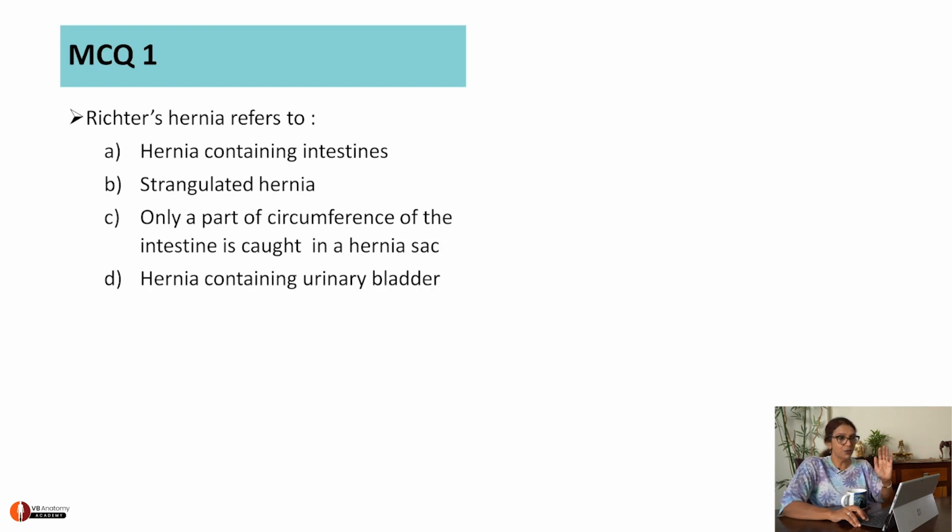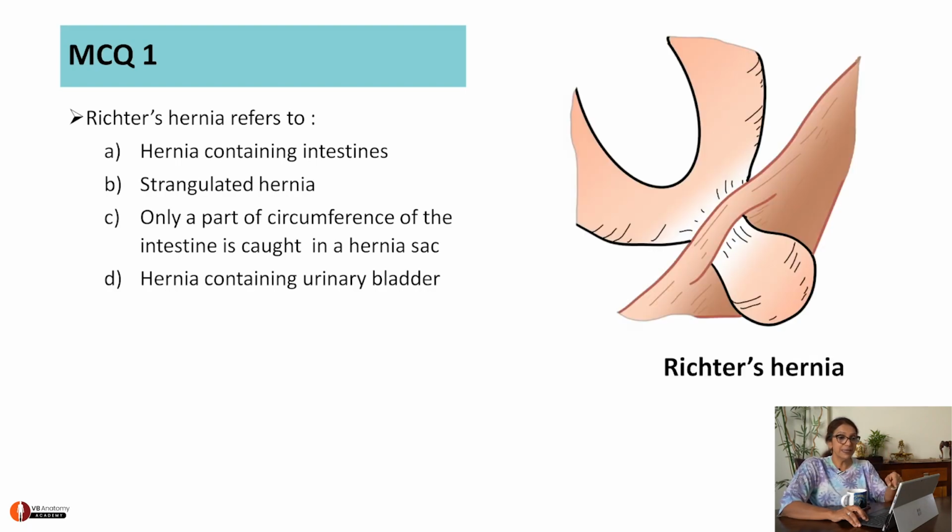Before you look at the options, remember Richter's hernia is when a part of the circumference of the intestine herniates out, not the entire intestine. This is the image. Can you see how the intestinal continuity is there? And then there is a part of the intestine herniating out. So with this knowledge, go and solve.